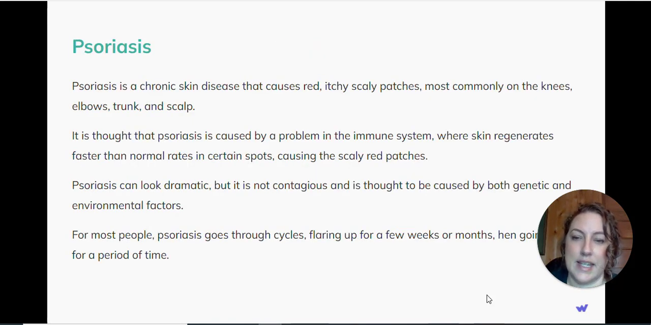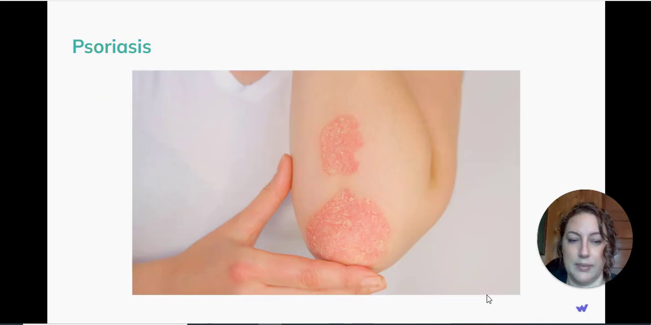Psoriasis is a chronic skin disease that causes red, itchy, scaly patches, most commonly on the knees, elbows, trunk, and scalp. It is thought that psoriasis is caused by a problem in the immune system, where skin regenerates faster than normal rates in certain spots, causing the scaly red patches. Psoriasis can look very dramatic, but it's not contagious, and it's thought to be caused by both genetic and environmental factors. For most people, psoriasis goes through cycles, flaring up for a few weeks or months, then going away for a period of time. This is what psoriasis can look like.